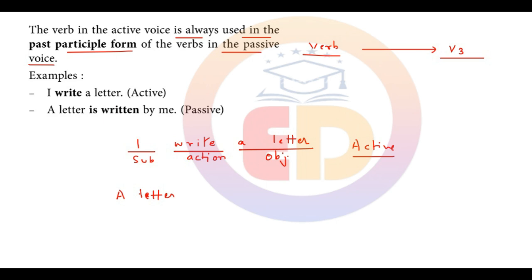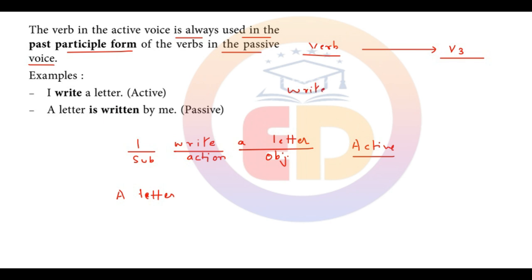The sentence is in simple present tense. Why it is in simple present tense? Because it is just an action or just a statement. Even though this is right now in the simple present tense, the verb should be converted to the third form.